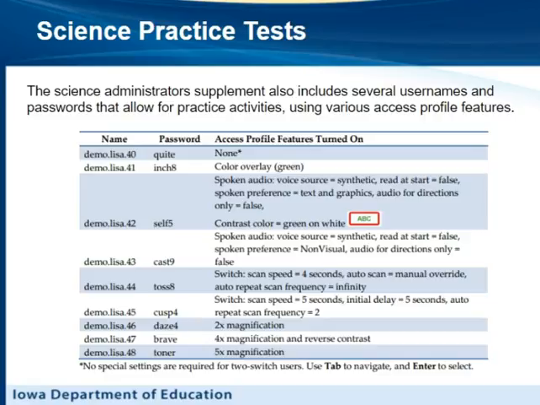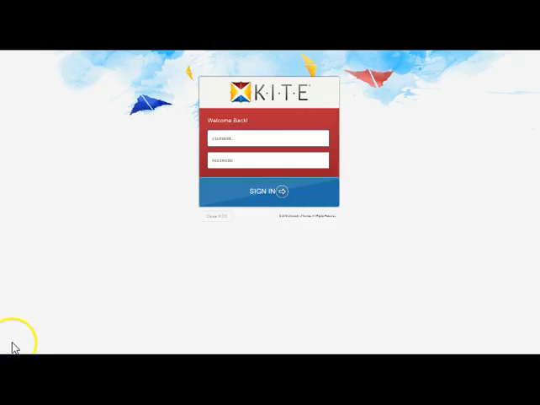So I'm going to take one of these practice names and passwords, and I'm going to log into Kite, and we're going to take a quick look. So I've logged into my Kite client, and then I'm going to enter one of the demo logins.